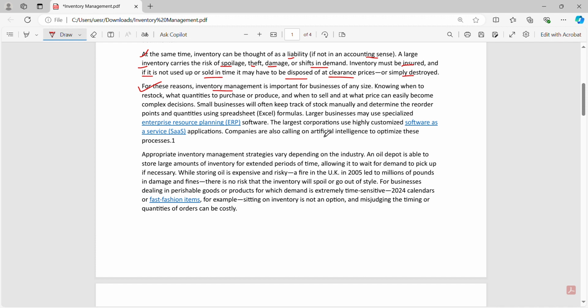Knowing when to restock, what quantities to purchase or produce, when to sell, and at what prices can easily become complex decisions. Small businesses will often keep track of stock manually and determine the reorder points and quantities using spreadsheets, Excel formulas. Larger businesses may use specialized ERP software, enterprise resource planning. The largest corporations use highly customized software as a service applications, SaaS. Companies are also calling on AI, artificial intelligence, to optimize these processes.